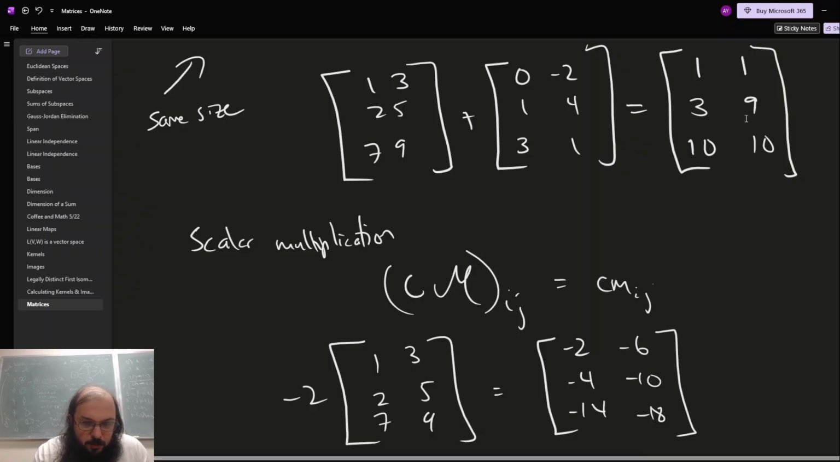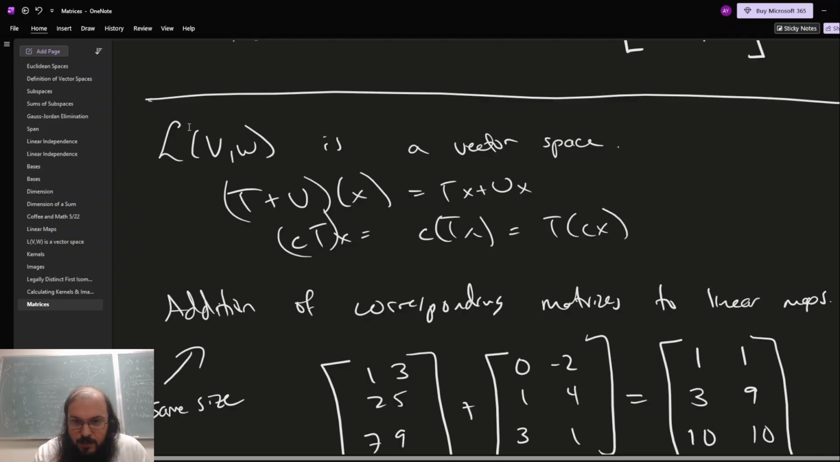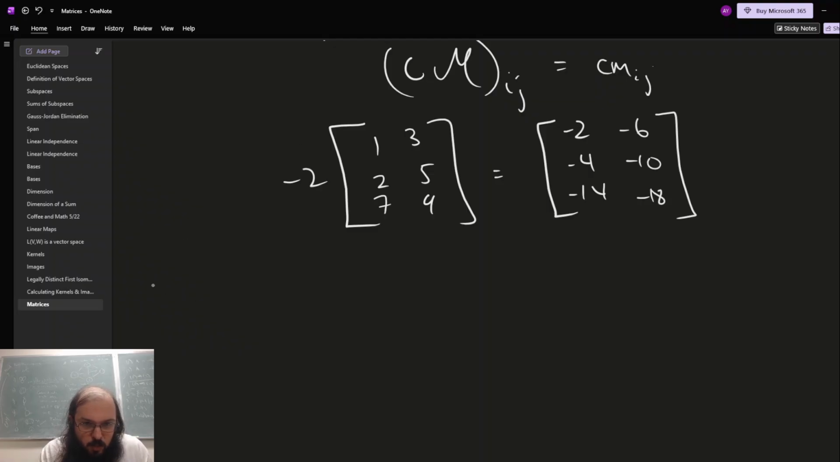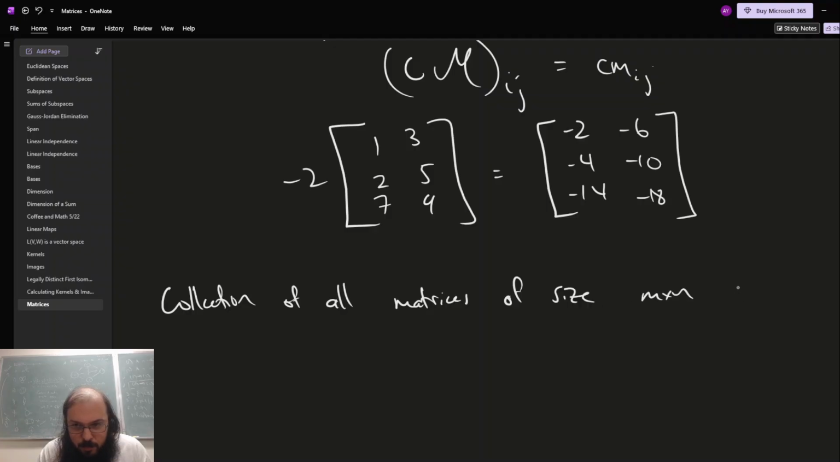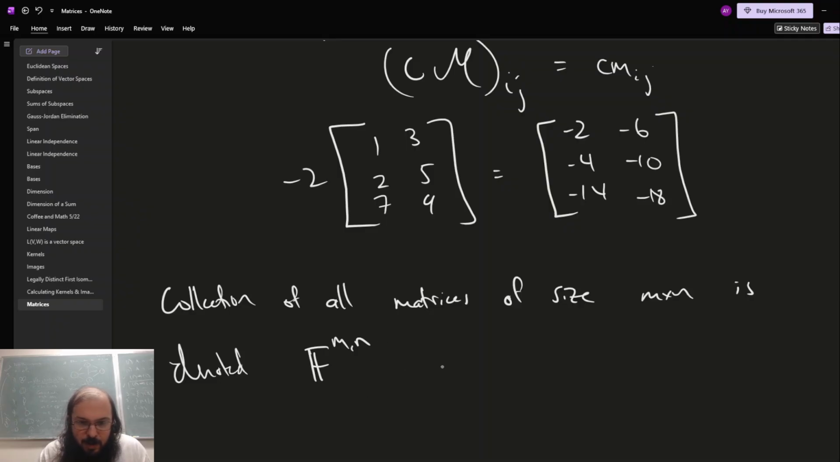Okay, and so with these definitions, we become convinced immediately that just like the space of linear maps is a perfectly good vector space, so is the space of matrices. And so we will call the collection of all matrices of size m by n will be denoted by F, and then rather than one exponent, we give it 2, F^(m,n), for m by n matrices.